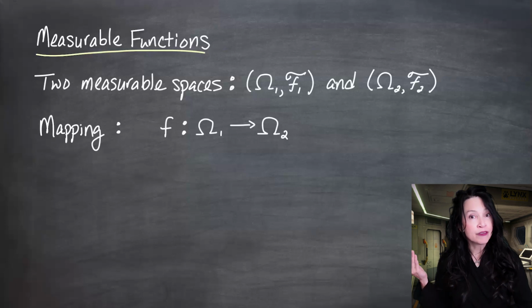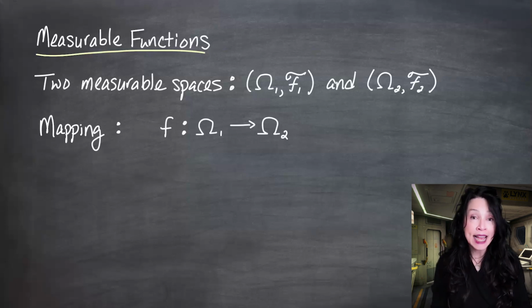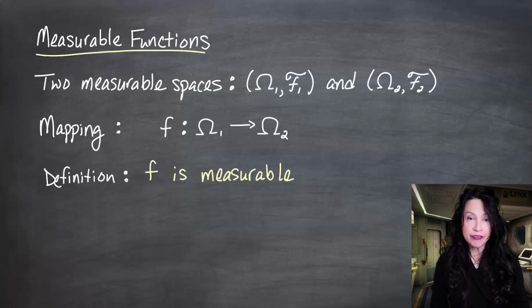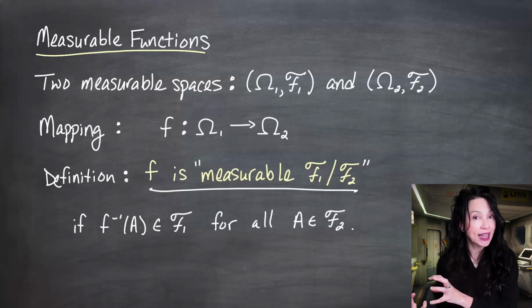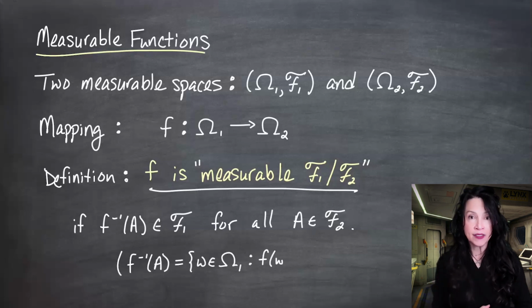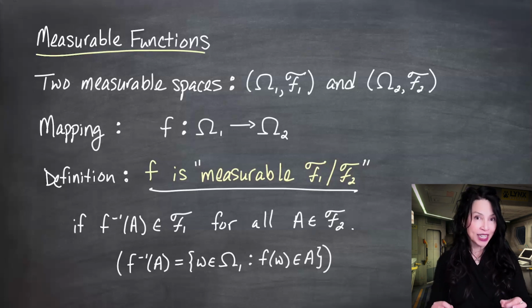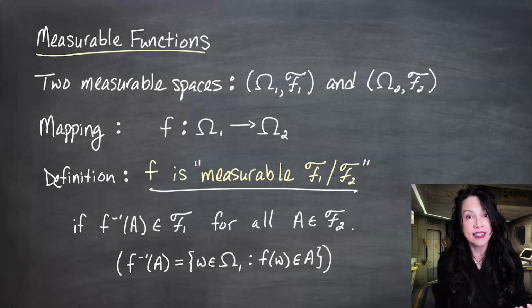A function f from omega-1 to omega-2 is said to be measurable F1/F2 if the inverse image of any set from curly F2 pulls back to a set in curly F1. So we've seen this sort of thing a lot, but we haven't used this full terminology. We've just said f is measurable, but because it's intricately linked to the sigma fields, it is important, if there's any confusion, to say measurable curly F1/curly F2, something like that.